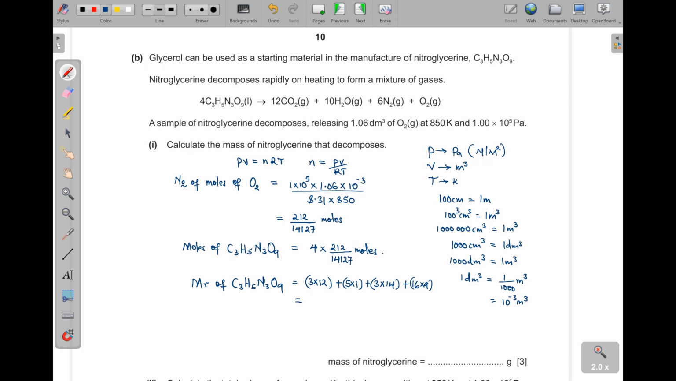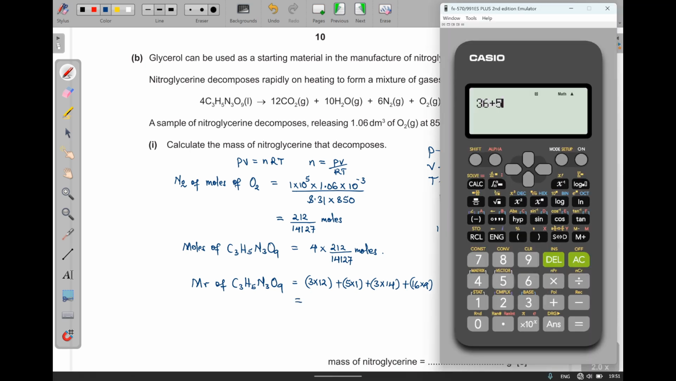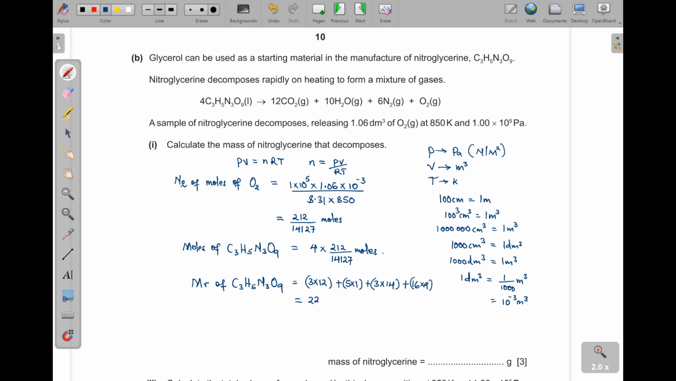So what does this give us? 3 times 12 is 36, plus 5, plus 3 times 14, which is 42, plus 16 times 9. Altogether, we get 227. So the mass of this nitroglycerin is going to be equal to the number of moles we got, 4 times 212 out of 14127, times 227, the molecular mass.